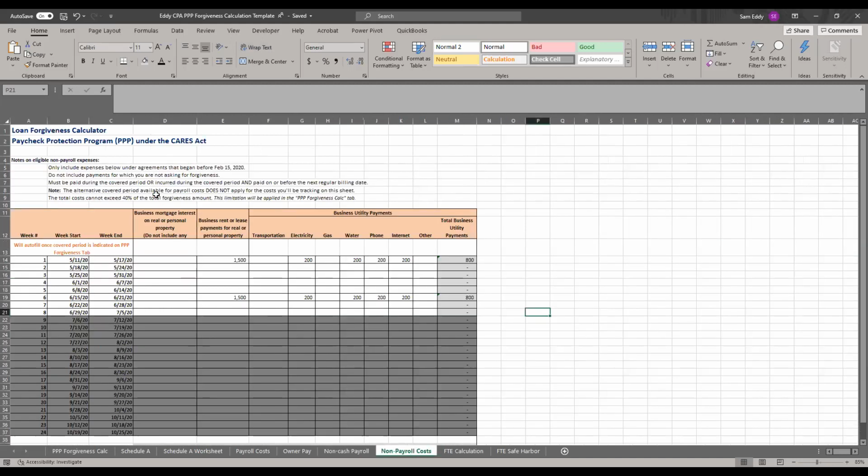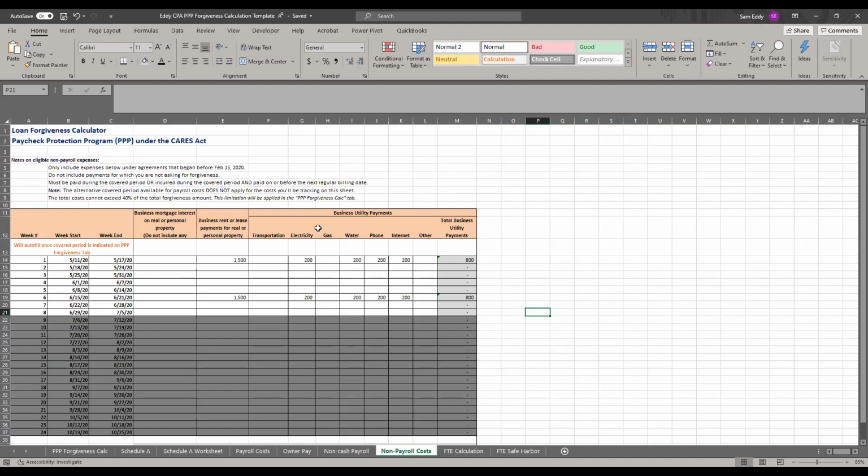Next is your non-payroll cost. Here you're going to enter your business mortgage interest on real or personal property, your business rent or lease payments, and business utility payments for these various categories such as transportation, utilities, gas, water, phone, internet, and if you have any other that you believe will meet the criteria.